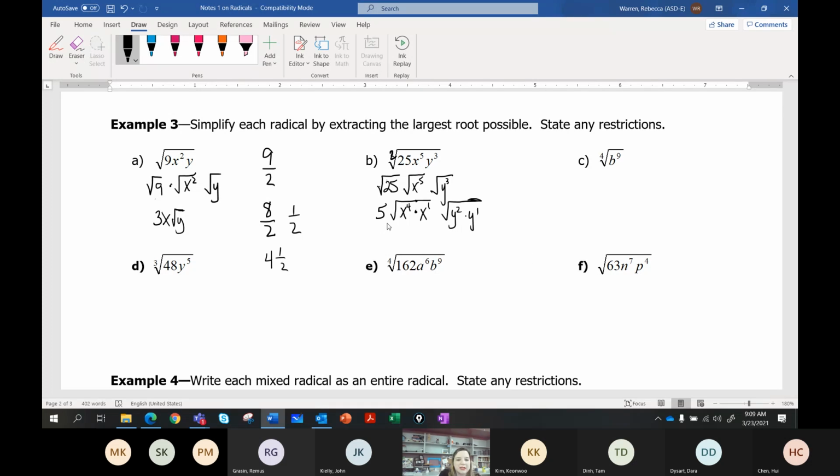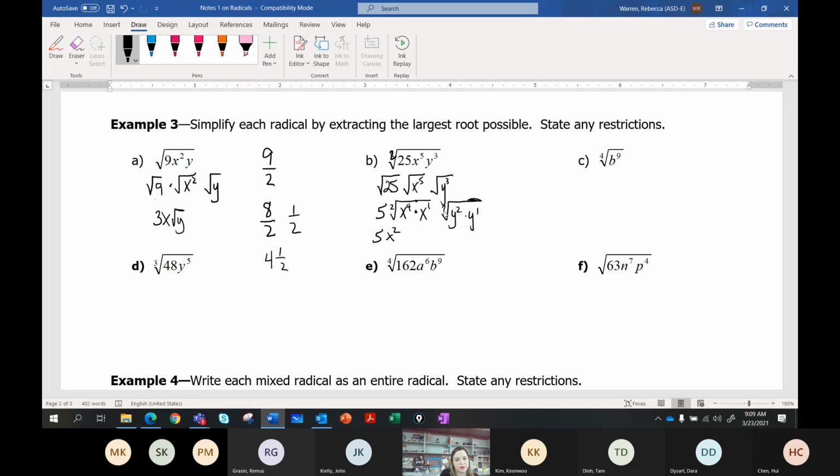Okay, so now I'm going to continue to simplify. I probably shouldn't have taken the square root of 25 yet, but anyway, so 5, then the square root of x to the power of 4. So again, here's where that divisibility thing is going to help you. You will basically do 4, so the exponent underneath, divided by the index number. So what's 4 divided by 2? 2. So this is x to the power of 2 that comes to the outside.